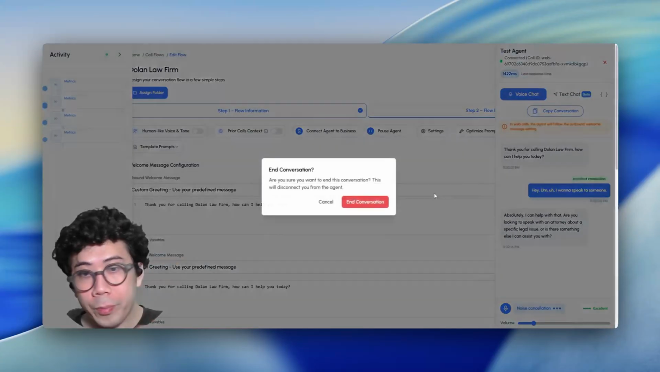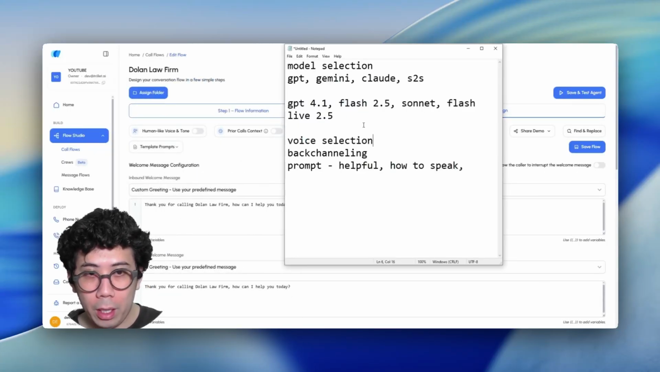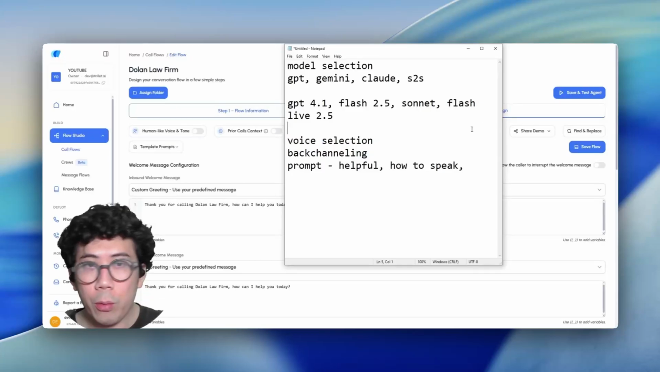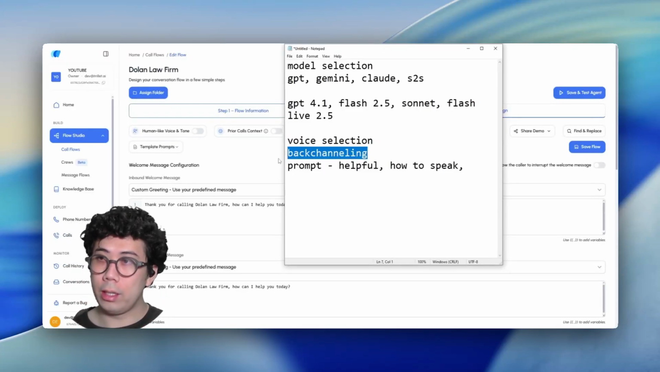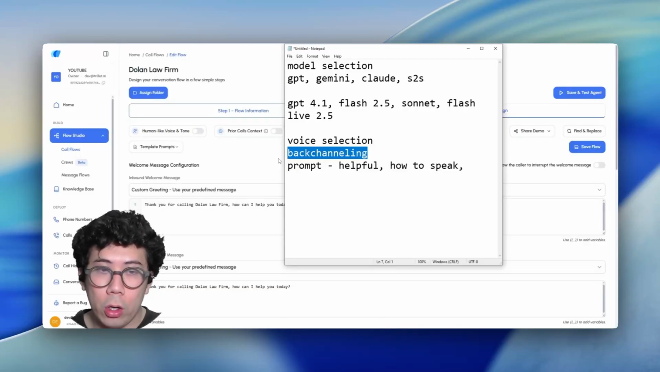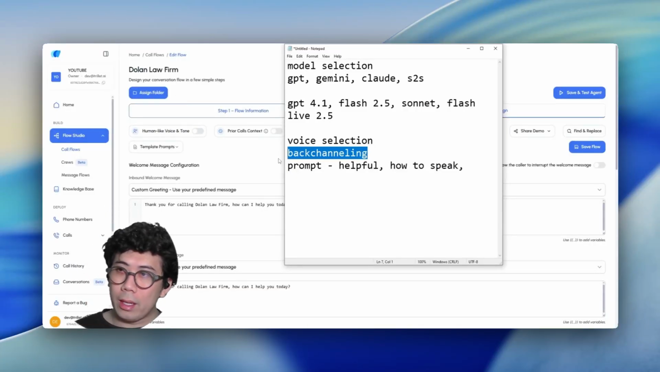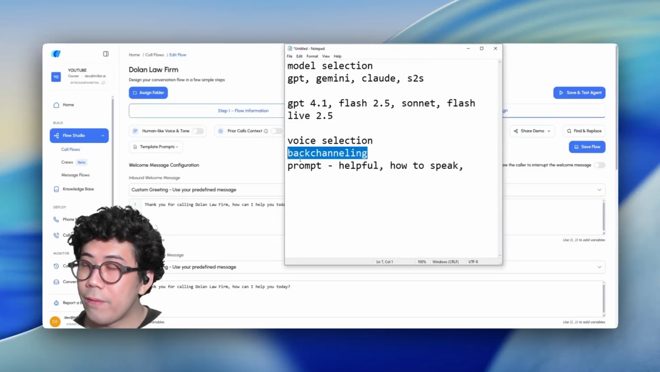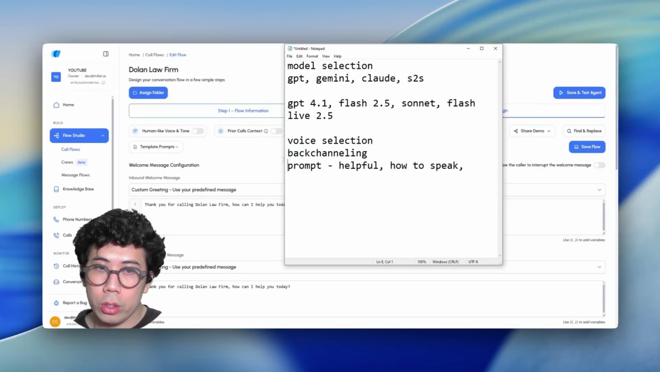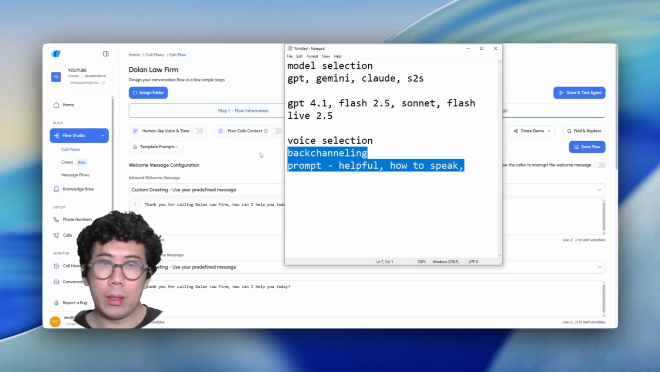For me, that sounds much better than what we had before. And that is what I mean by voice selection, right? Now that we've gotten these two out of the way, I want to quickly touch on back channeling. Back channeling is something that humans tend to do a lot. Things like, let me think, these pauses, these hesitations in the speech. You can do this via prompt, and this is where it's lumped together with prompt.